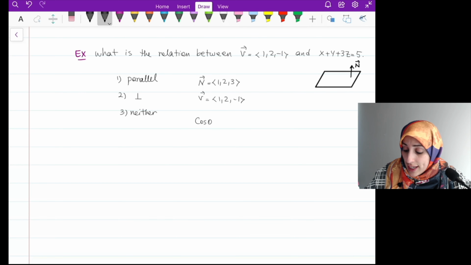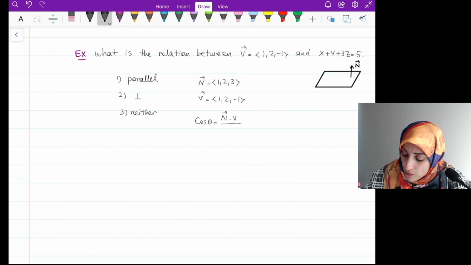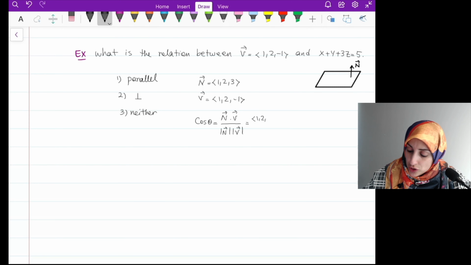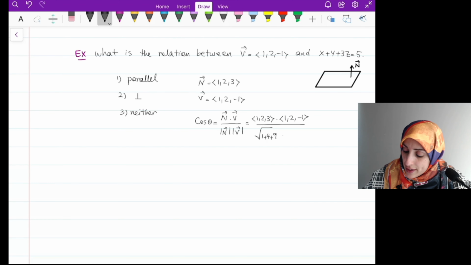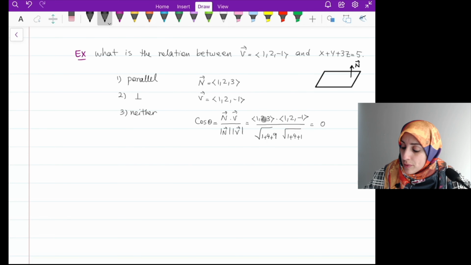The cosine of theta, the angle between these two, if you remember the formula, would be n dot v over the length of n times the length of v. So I have (1, 2, 3) dot product with (1, 2, -1) over the length of n, 1 squared plus 2 squared plus 3 squared, and the length of v, 1 squared plus 2 squared plus negative 1 squared. So this is 0 because I get 1 plus 4 minus 3 equals 0.